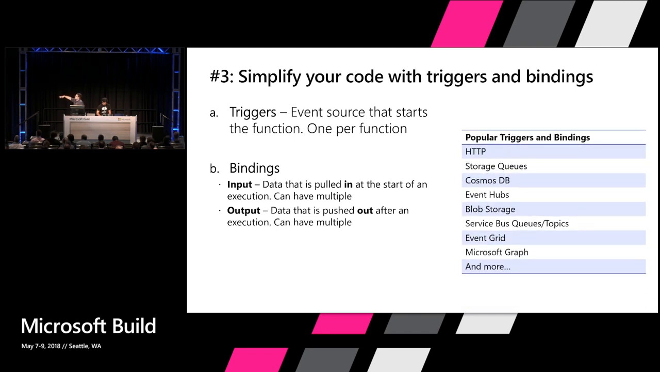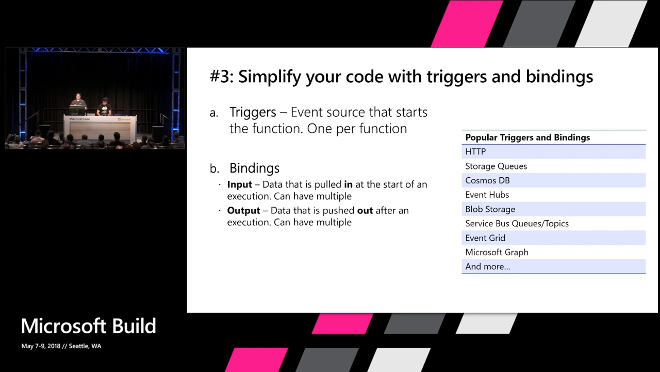These are our popular triggers from our data right now, but these also have bindings as well. So you can think of it in that I might have an API that has an HTTP trigger. Like, I want to fire this function when somebody hits an API, so it's going to have an HTTP endpoint. But in that function, I might need to pull in data from Cosmos DB, or maybe write a document to Cosmos DB, or to storage, or to a queue, whatever, any of these things.